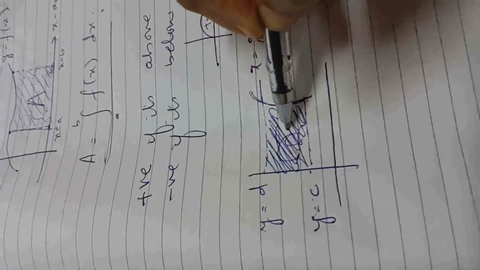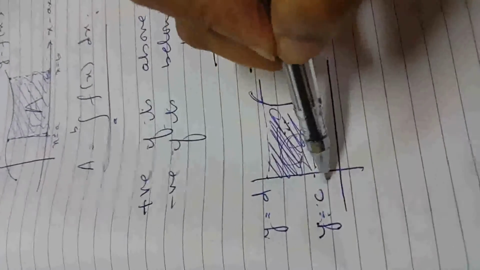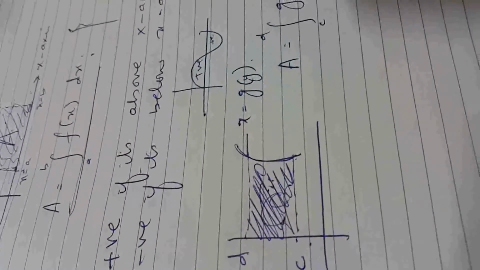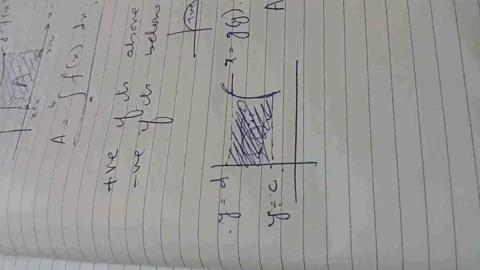So the area bounded by the curve x is equal to g of y, the y-axis, and the lines y is equal to c and y is equal to d is basically given as the integral from c to d of g of y dy, or we can also write this as x dy, correct?